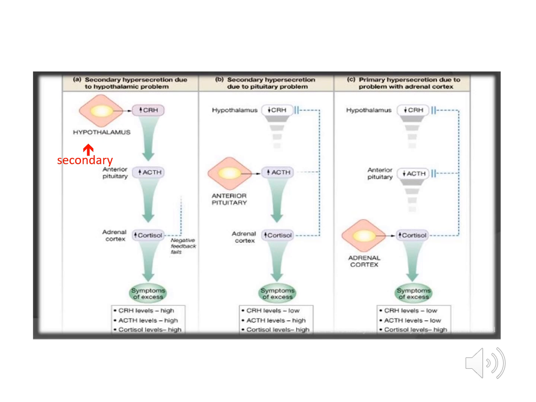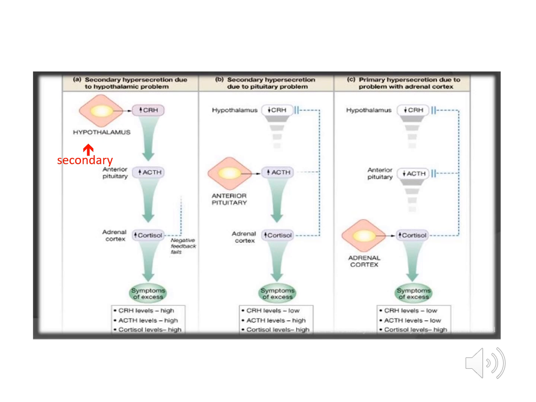In the far left column, now we have a situation where, again, we have too much cortisol being made, but it's not because of a problem with the adrenal cortex. It's not because of a problem with the anterior pituitary. It's a problem with the hypothalamus. So again, we call it a secondary problem because it's not a problem with the gland that actually produces the cortisol. It's a problem with the regulatory mechanism.